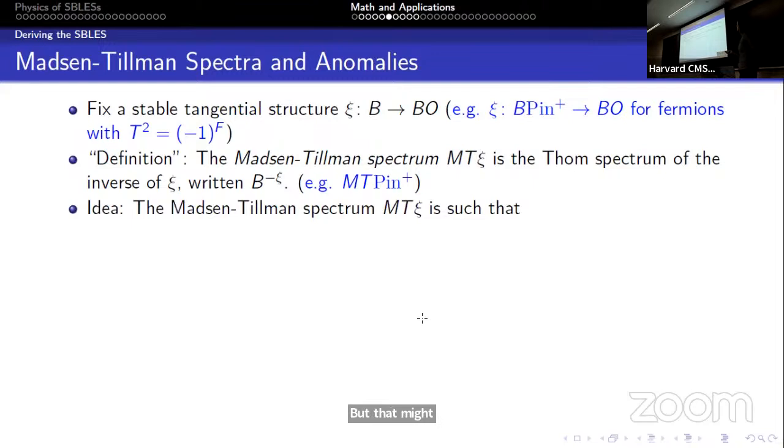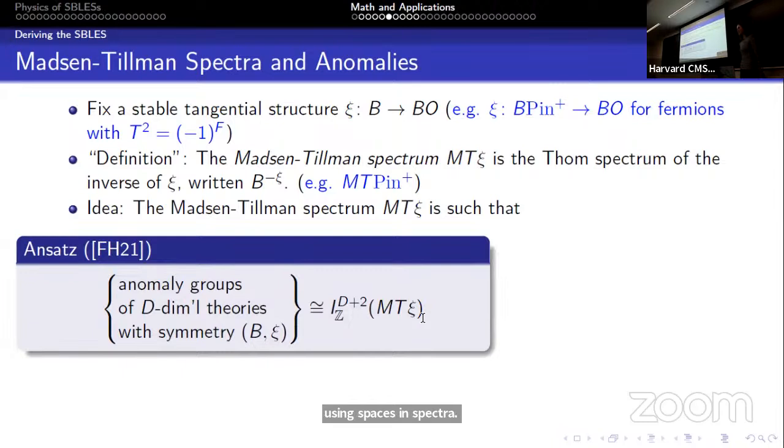But that might not be the most helpful definition. So let's focus on why we are looking at these spectra. It's because we want to employ the ansatz of Freed-Hopkins, or a consequence thereof, which I'm going to phrase in this particular way since we're interested in anomaly groups. What we're studying in this paper are anomaly groups of theories in certain dimensions with certain types of symmetry. A consequence of Freed-Hopkins and many others is that if I take a certain kind of cohomology of this spectrum, the cohomology group that I get classifies these d-dimensional theories, or anomalies of these d-dimensional theories. So it's a certain kind of cohomology of MTC. The cohomology is defined using the Anderson dual to the sphere spectrum.